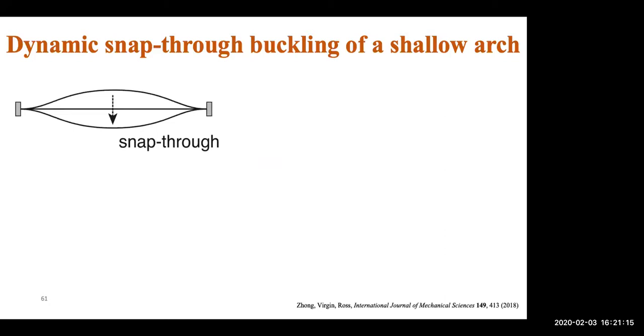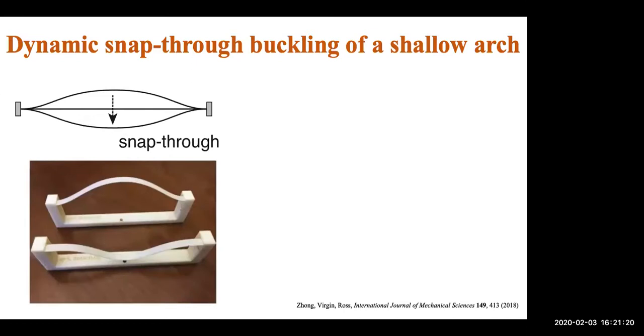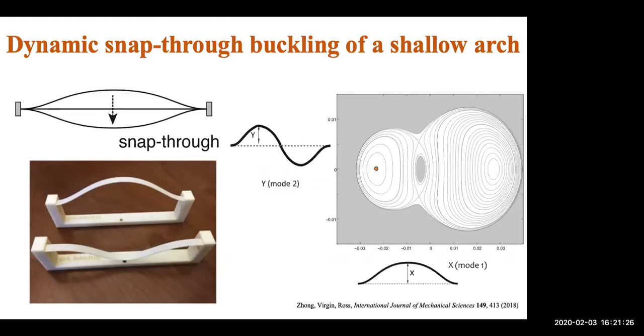So here is just a simple idealized shallow arch snapping through. You could 3D print things. This is a continuum system, but if you just look at the top two modes, this is, say, mode one, the symmetric mode, and here's the anti-symmetric mode two. You could look at the elastic potential energy in just these 2 degrees of freedom and you get a potential energy surface. I'm showing contours: this is a potential well, here's a potential well, and then there are saddle points.